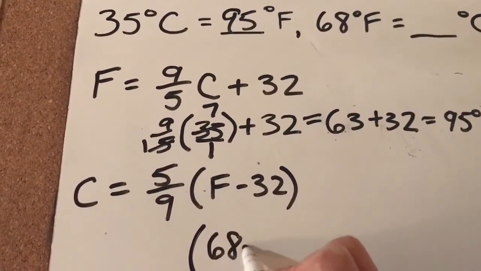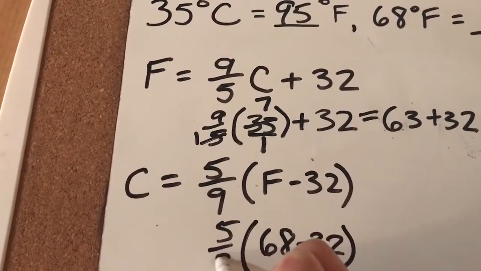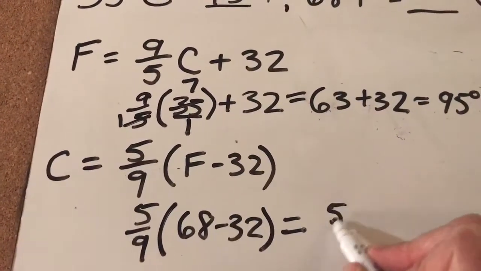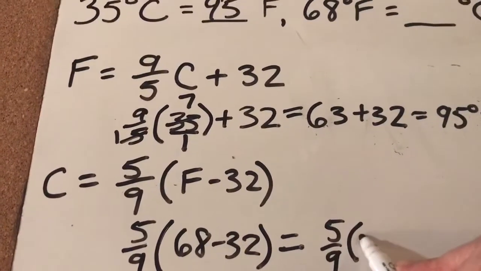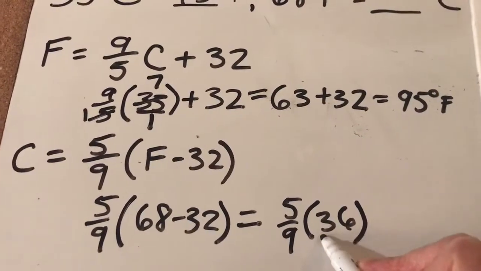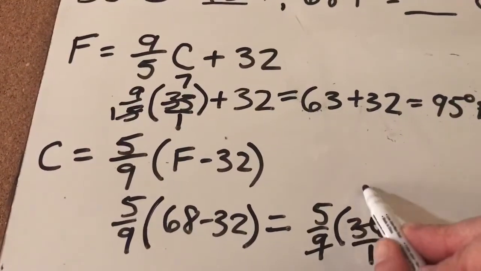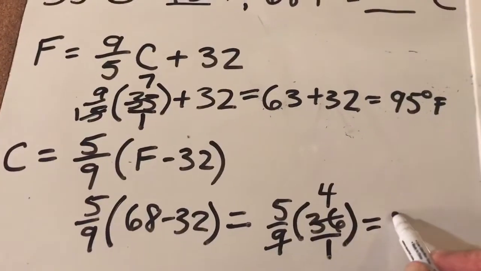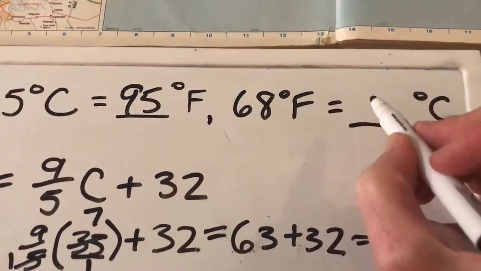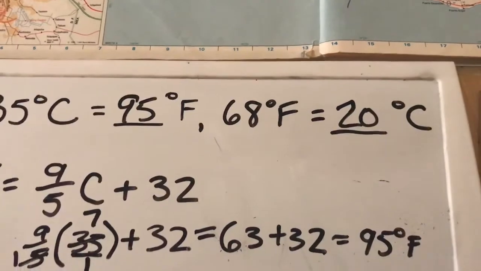So 68 minus the 32. Because that's in parentheses, I will do that part first. So 68 minus 32 would be 36. And then I'm multiplying 5/9 times 36. So I'll put the 36 over 1. I see that 9 goes into 36 4 times. So this is 5 times 4, or 20 degrees Celsius. So 68 degrees Fahrenheit, comfortable temperature in my house, is the same as 20 degrees Celsius.